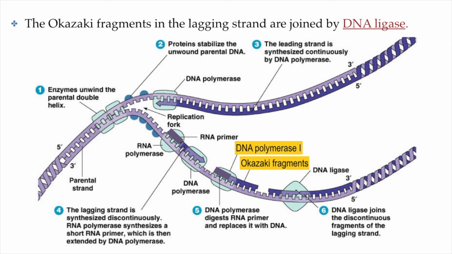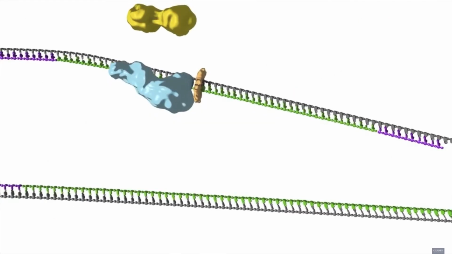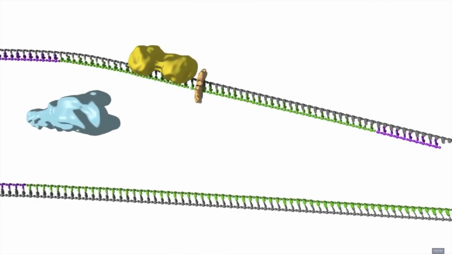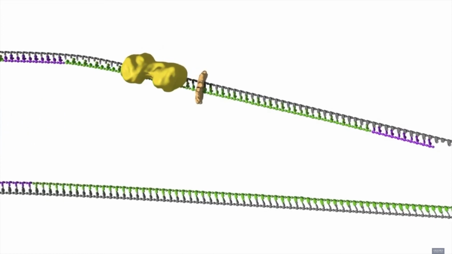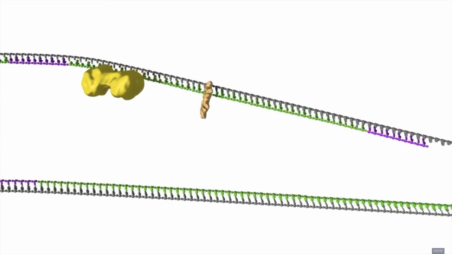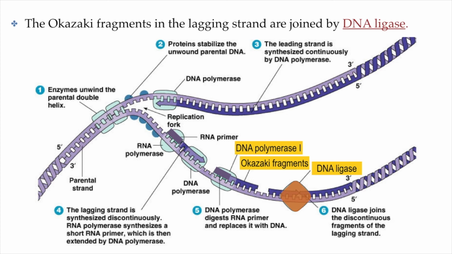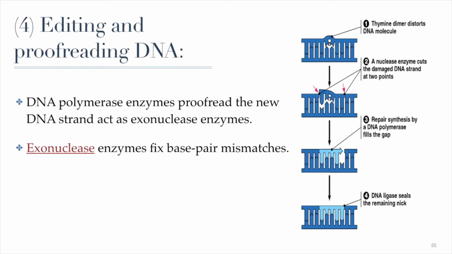Once all the Okazaki fragments have had their primers replaced by DNA polymerase 1, then a new enzyme called DNA ligase can come in and essentially join the pieces of lagging strand together by creating phosphodiester bonds between those pieces, between those Okazaki fragments. And finally, it's the editing and proofreading of DNA.